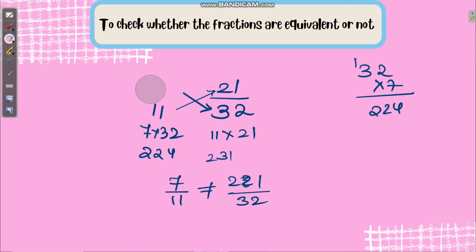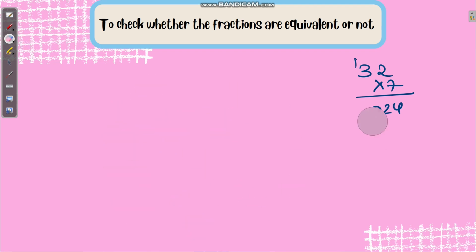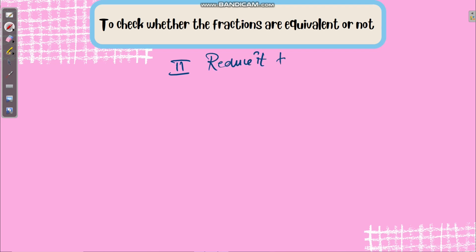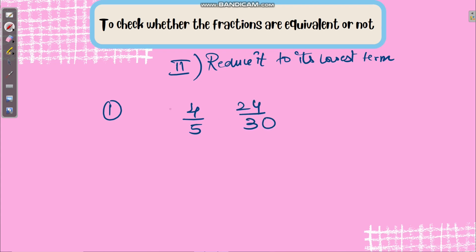Now the second method, how to find whether fractions are equivalent or no, that is by reducing it. So this is the second method to find whether they are equivalent or no, that is to reduce it to its lowest term. So let me give an example how to do it. Let's take the first example, that is 4 by 5 and 24 by 30. Reduce it to the lowest term means you cannot divide anything further. Let's take the first fraction, that is 4 by 5.